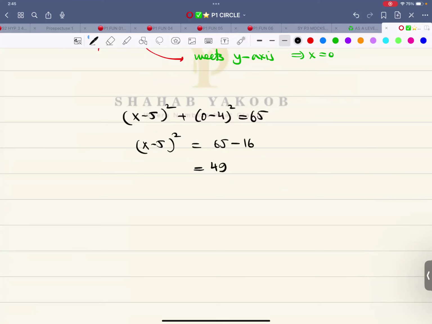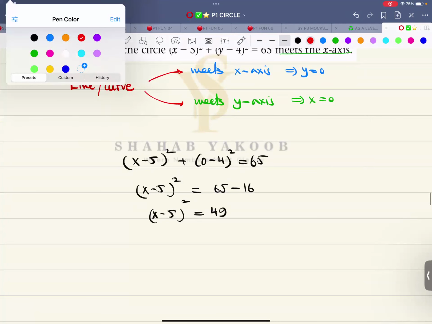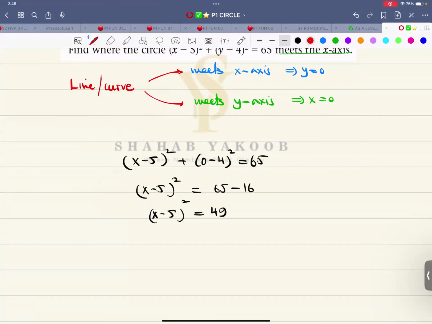Now a lot of people open up this bracket without realizing that they are increasing their work. So keep the bracket intact.